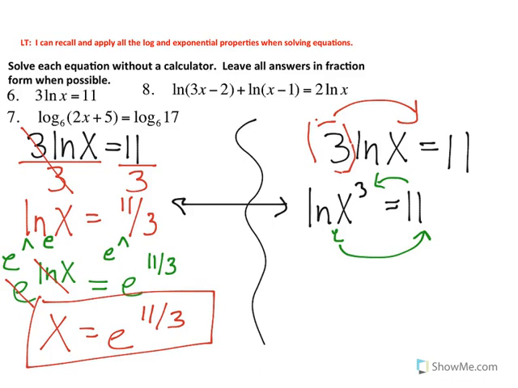I wouldn't necessarily recommend doing it that way because you'll end up with something like this. e to the 11th power equals x cubed. And then you'll have to take the cubic root on both sides, which would not be pleasant in the slightest, but you could do it. You can take the cubic root on both sides.